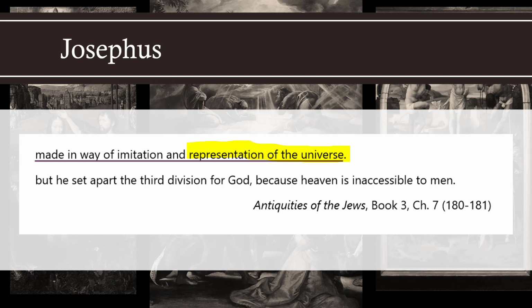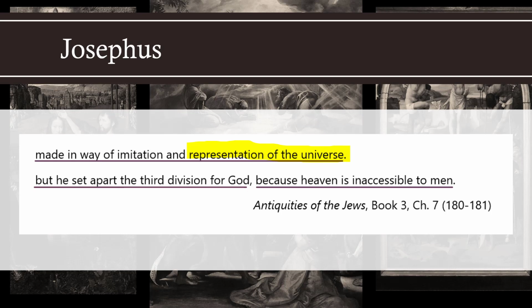And then he says that Moses, when he built it, set apart a third division for God. That's the Holy of Holies, because heaven is inaccessible to men. So there's a dividing line between God and man, and don't attempt to cross that dividing line thinking that you are a god as well.